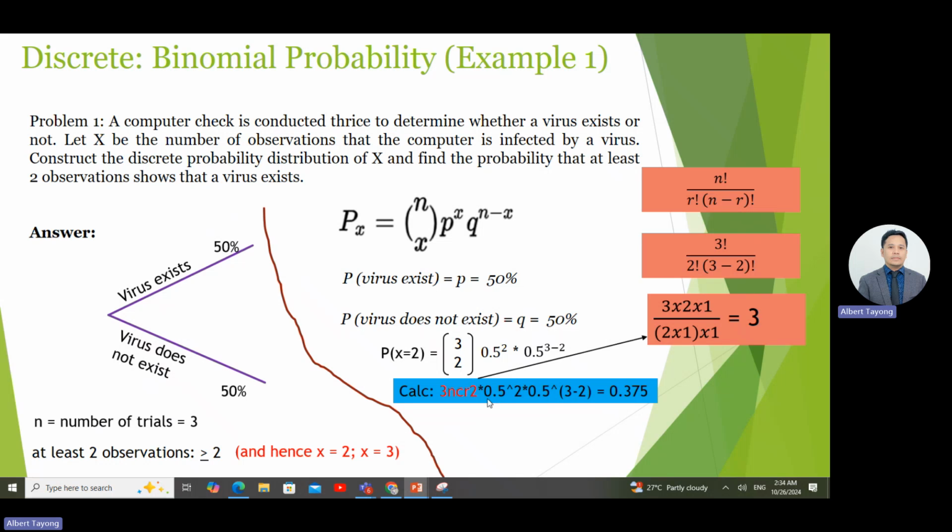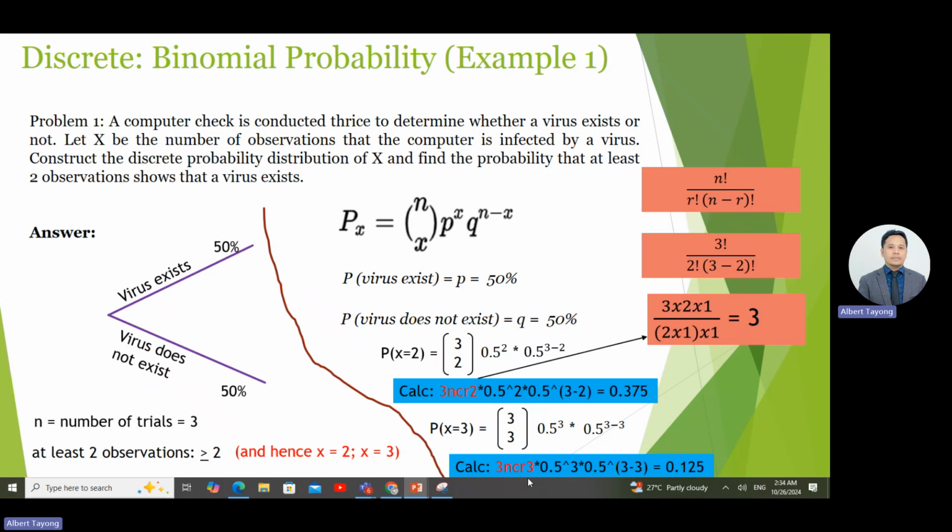So 3 times the remaining on the right is equal to 0.375. Using a calculator is actually very easy. It will just take a few seconds to get the value. Now for x equal to 3, that is 3 choose 3 because our x is 3, times 0.5 raised to the power of x, so raised to the power of 3, times our q, which is 0.5 raised to the power of 3 minus 3. And that is, of course, equal to 0.125.